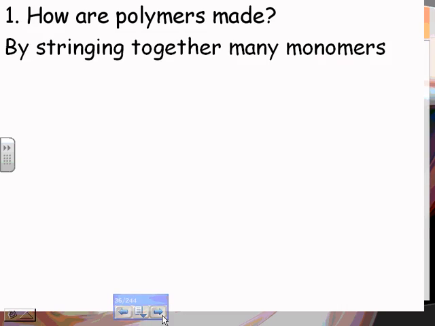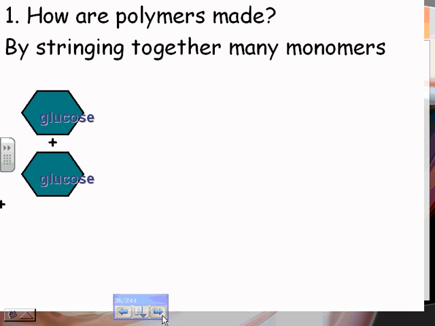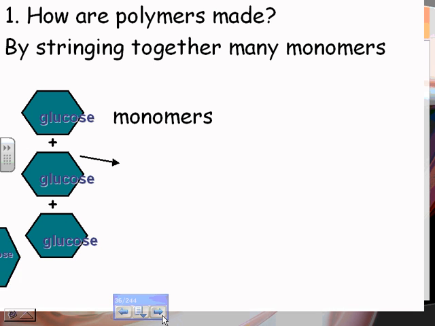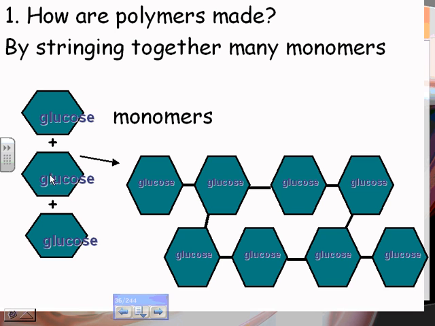How are polymers made? The way that you make them is by stringing together many monomers. So glucose plus another glucose plus another glucose. These are all monomers. You put them together, plus a whole bunch of other ones, and you get your polymer.